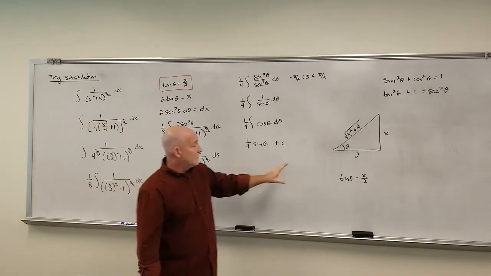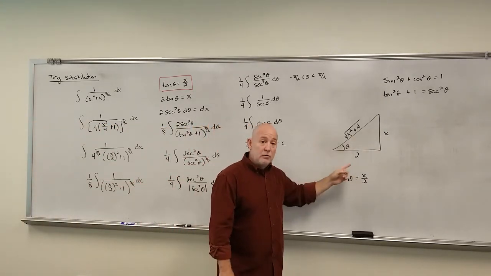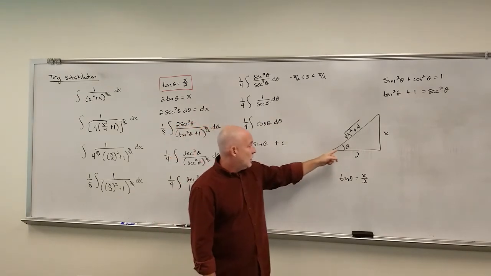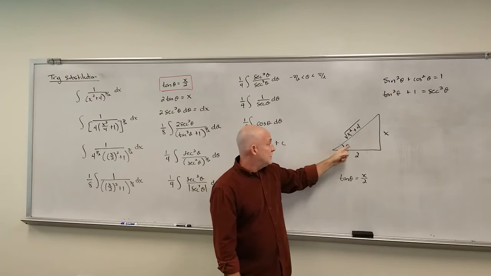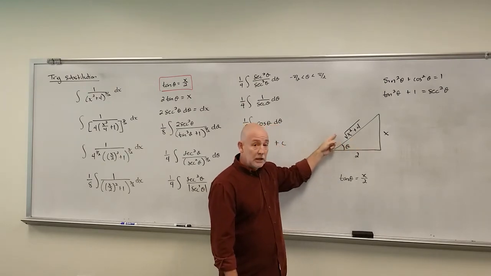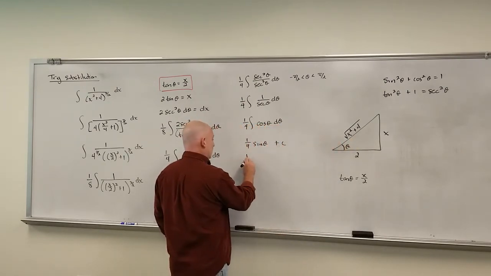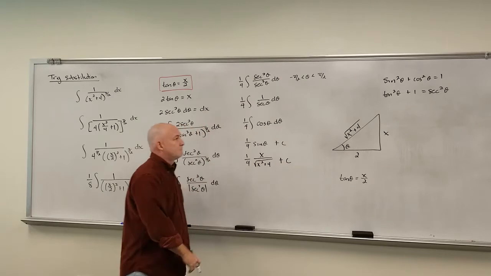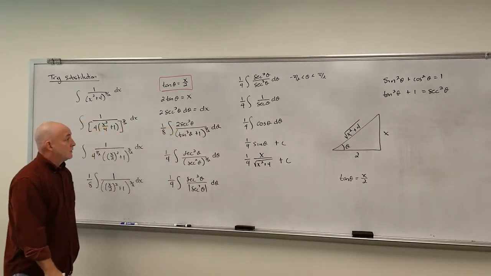All right, so once we've built our triangle, now all we have to do is read off what our trig function is. This is 1/4 the sine of theta. According to this triangle, the sine of theta is the opposite over the hypotenuse. So this would be 1/4 the opposite over the hypotenuse plus c. And that's it. There you go.